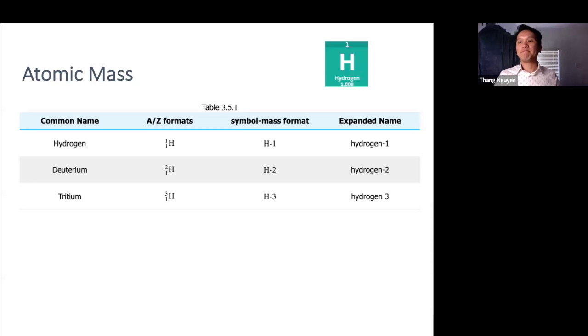That's why the more abundant a sample is, the closer the average will be to that sample. So if there were 99 people that weigh 100 pounds and only one baby that weighs 10 pounds, then the average would be closer to 100. Okay, so that's how atomic mass works.